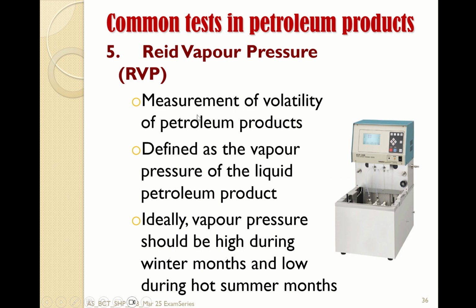And this one is to check the vapor pressure, because most of your products are volatile anyway, so it creates pressure. So we have to monitor the pressure of the petroleum products. Ideally during winter months, because it's cold, your vapor pressure should be high, because then it's easier for your engine to ignite, as there's a lot of vapor inside. But if it's summer and very hot, we want it to be lower, because when it's hot there's already a lot of vapor pressure and everything starts to evaporate. We don't want this, so preferably, for safety reasons, it should be lower.